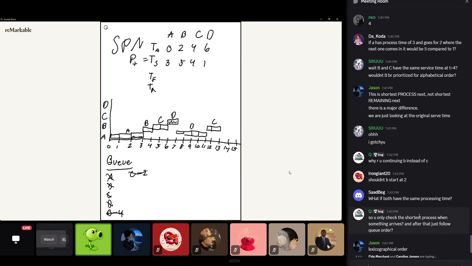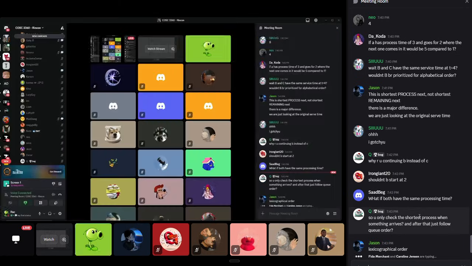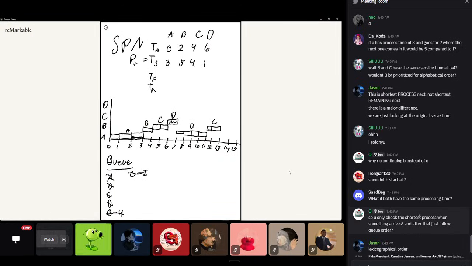Okay, so if B and C had the same processing time, we would just stick with B. We'd let B finish. It's in lexicographical order. So you only check the shortest process when something arrives, and after just follow the queue order. Yeah, that's exactly right. That's exactly right.